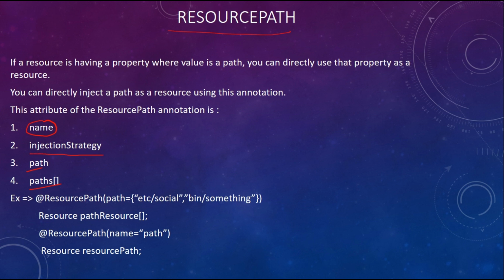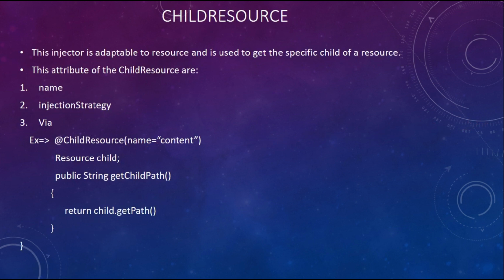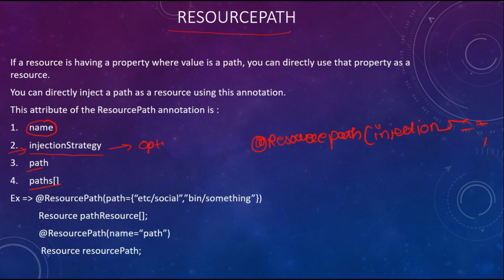Injection strategy, that means, you already know that if you want to define something as optional, then you can simply define it inside these annotations. So when you are using @ResourcePath, consider here we have a resource path. Now if you want to make the injection strategy optional, then you can simply use injectionStrategy equals InjectionStrategy.OPTIONAL. After that you can write a comma, and later you can define the path.